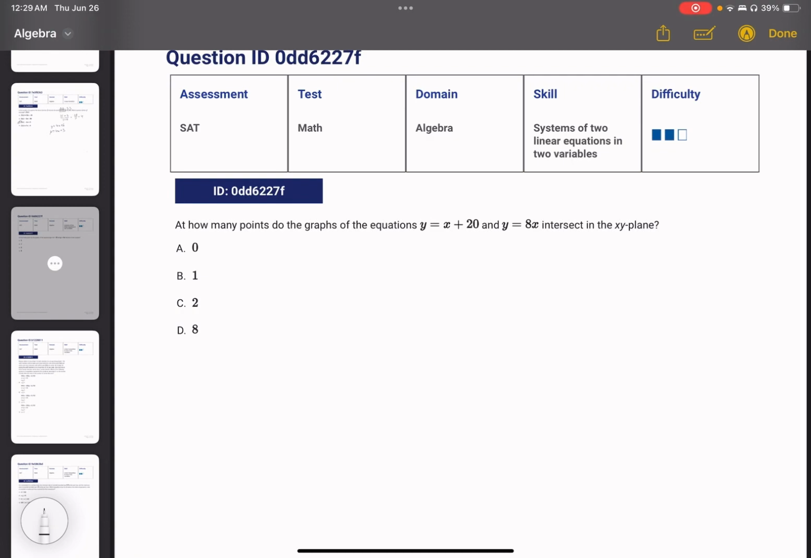At how many points do the graphs of the equations y equals x plus 20 and y equals 8x intersect in the xy plane? So off the bat, since they have different slopes, we know they're going to intersect. And I can confidently say they're going to intersect one time since they're both lines, but however, we're going to prove it by setting them equal to each other. So x plus 20 is equal to 8x since they both equal y. You can set them equal to each other.